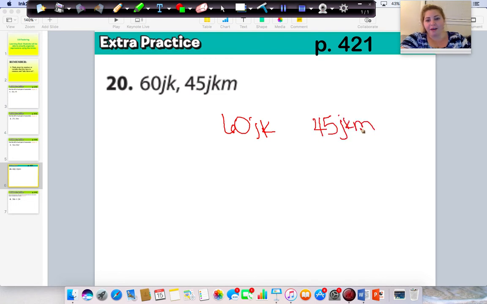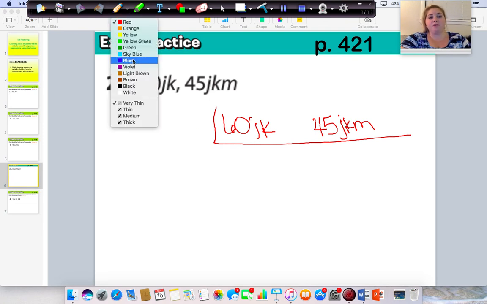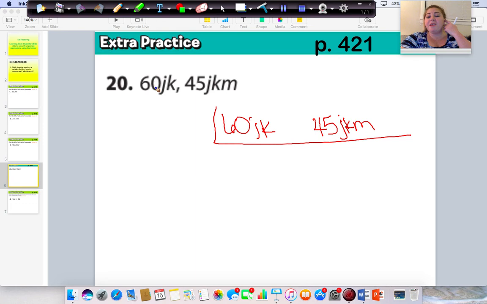All right, so we are going to take out what they have in common. We know for a fact that JK goes into both of them. I can see already that 5 can go into both of them, and that might be the easiest one for you guys to start out with. If you can see that 15 goes into both of them, you could start with 15, but for most of you, starting with 5 is going to be fine.